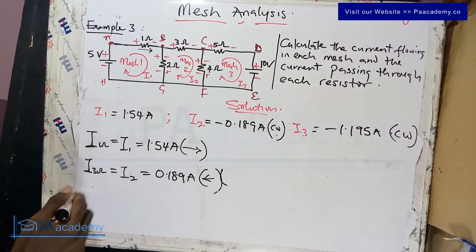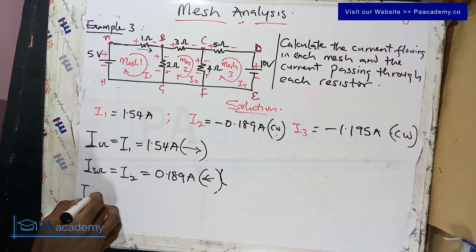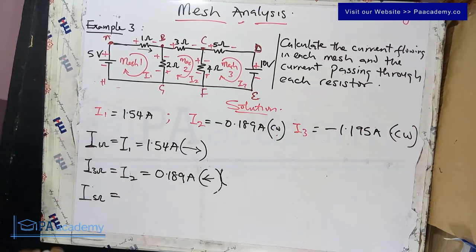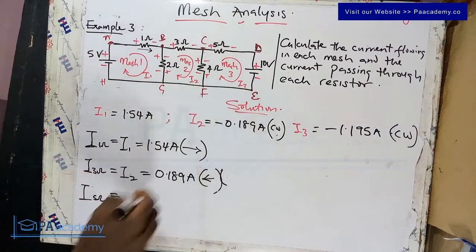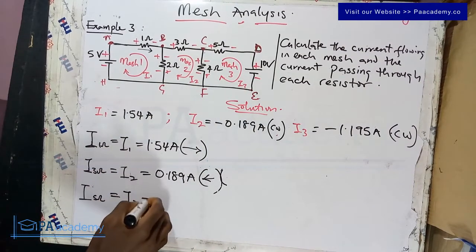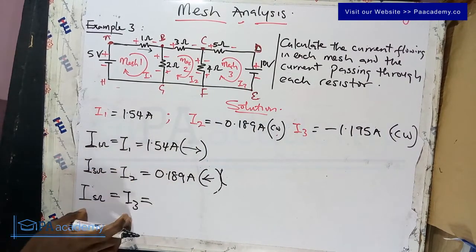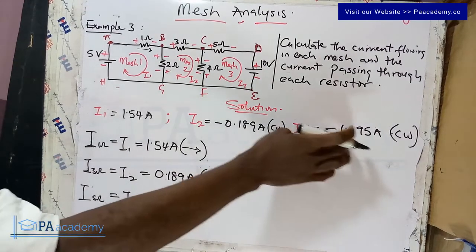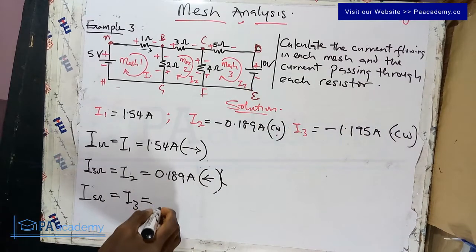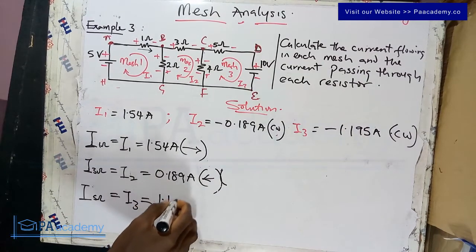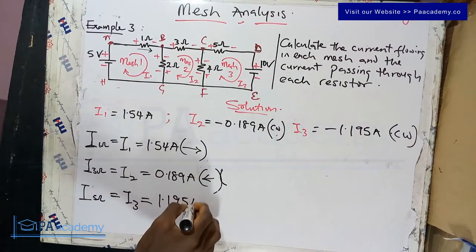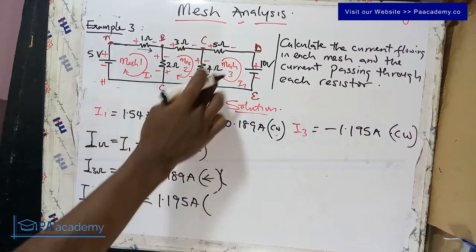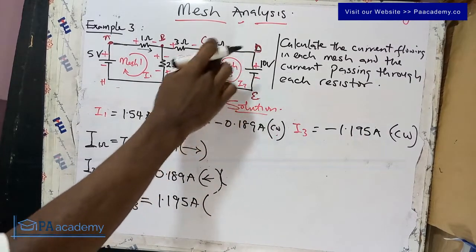So let's do that of current flowing through the 5 ohm resistor. So for the 5 ohm resistor, the current that is flowing through it is I3. So that's equals to I3. So the same explanation here is what applies to that of the 5 ohm resistor. We've got our I3 is a negative, but we are going to be giving it in positive. That will be 1.195 amperes.